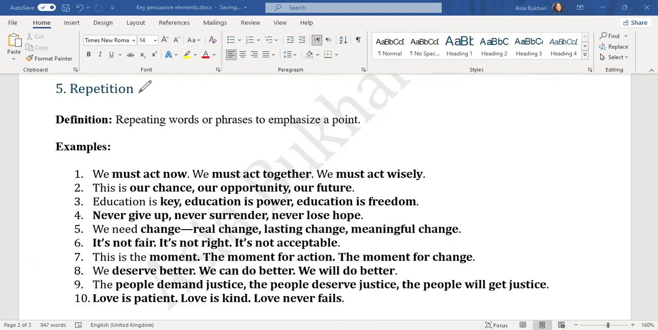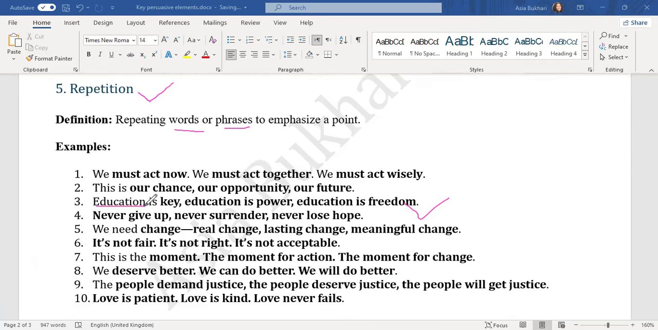Now, the next thing is repetition. Now, what is repetition? That you are repeating either some word or some phrase. Look at the example to get it clear, and you will see that it's really an effective key persuasive element. Look at this. Education is key. Education is power. Education is freedom. You see that the word education is repeated, and it's really very effective, and it's really powerful.